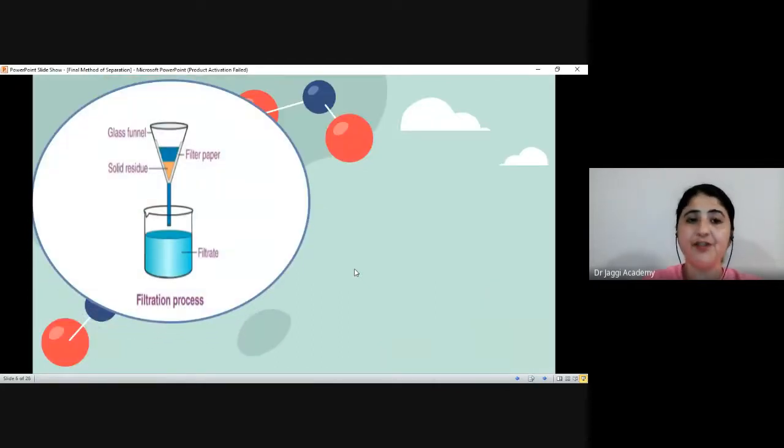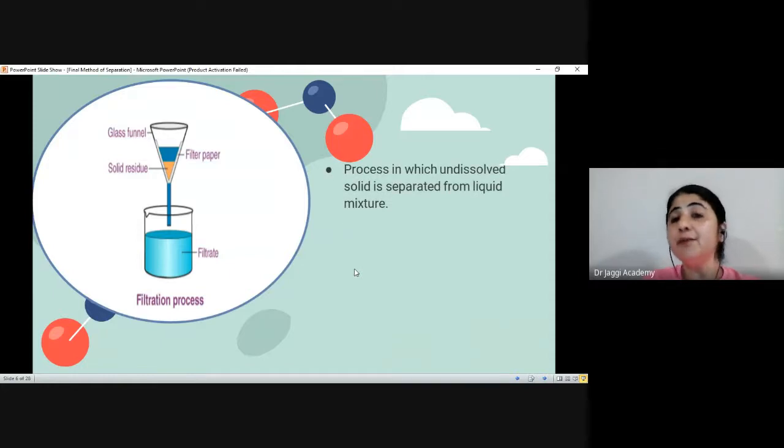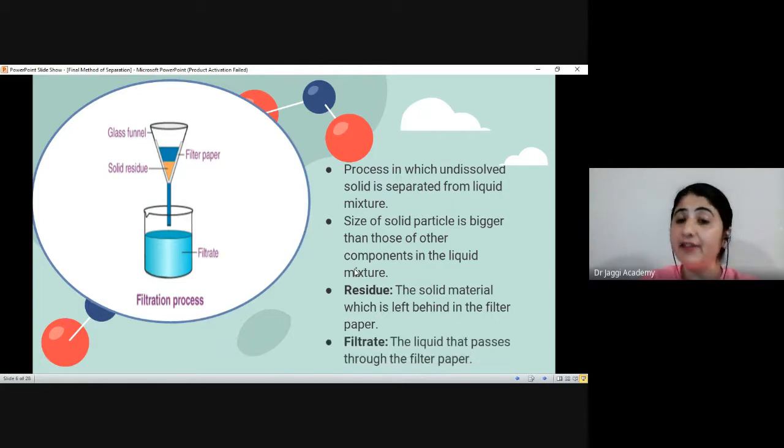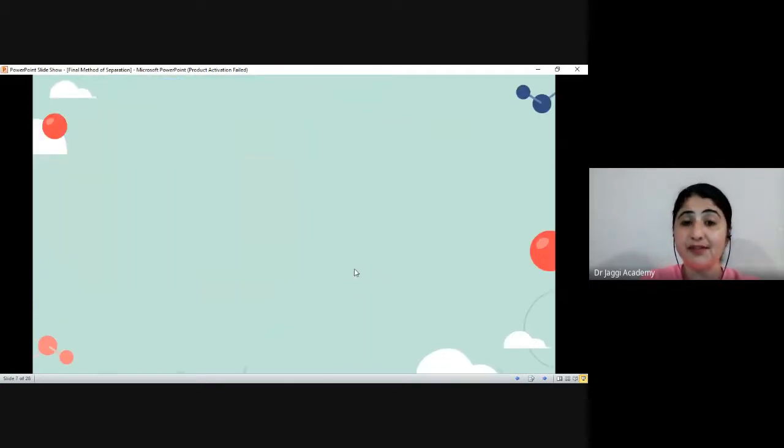So this is filtration. Filtration is a process in which undissolved solid is separated from a liquid mixture, and the size of the solid particles is bigger than those of other components in the liquid mixture. During the filtration process, we get two components. One is the residue, which means the solid material left behind on the filter paper, and the filtrate, which means the liquid that passes through the filter paper. In another slide, I will discuss an example of the filtration process.